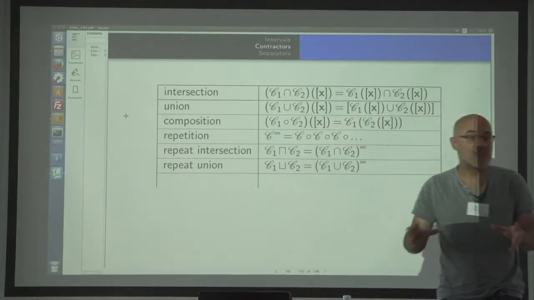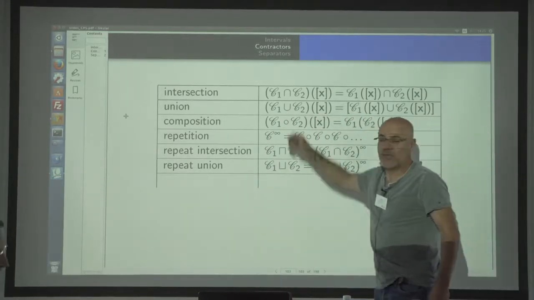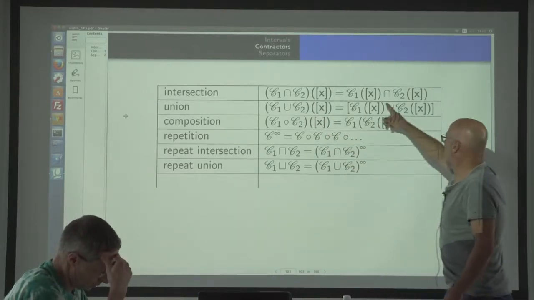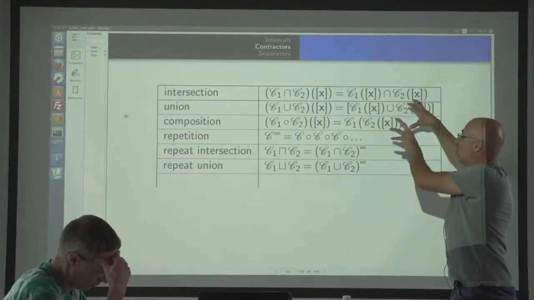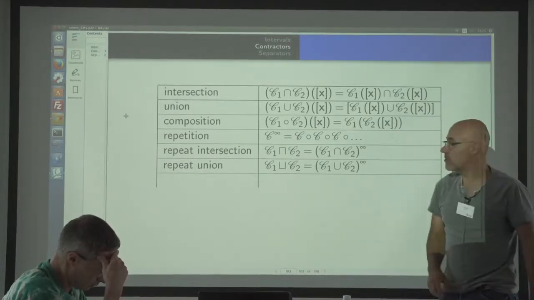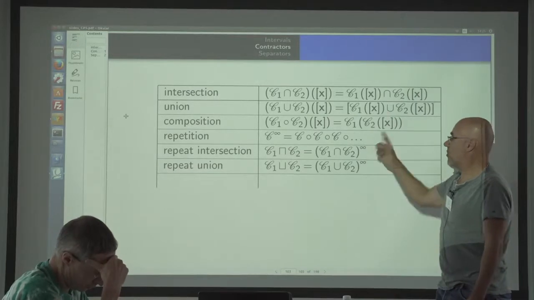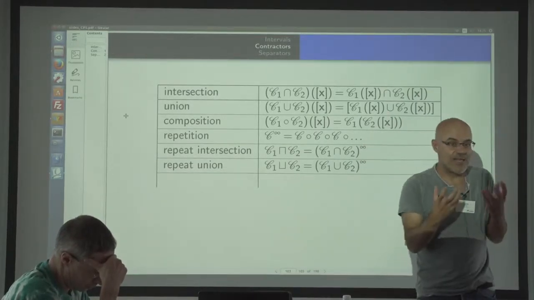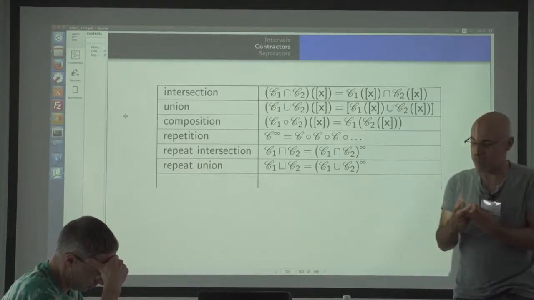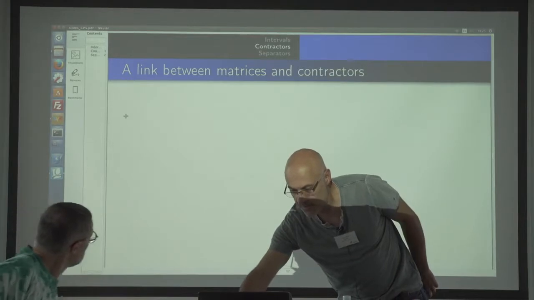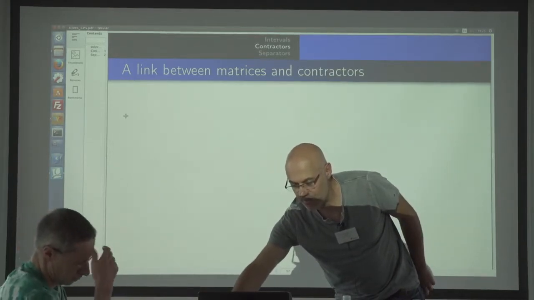Okay, so what is an algebra? A contractor can be viewed as a set. You can intersect 2 contractors, like this. Take the 2 resulting boxes, you intersect them. You can make the union of 2 contractors, composition, repetition, and so on. So we can deal with contractors as we deal with sets.